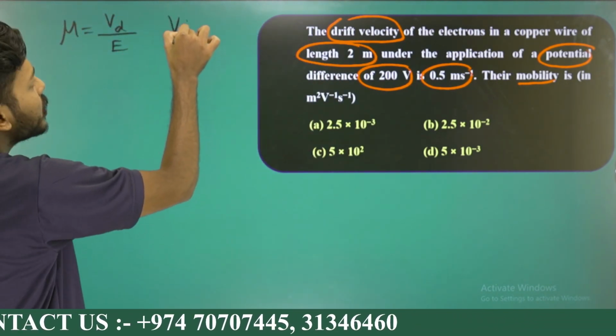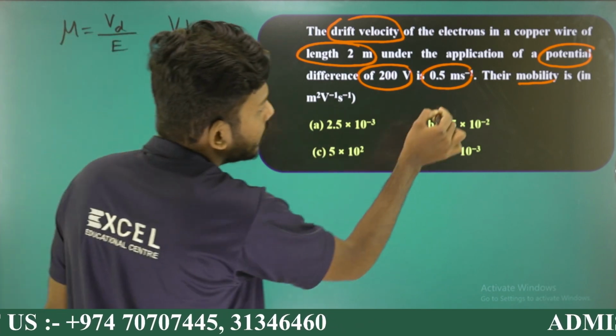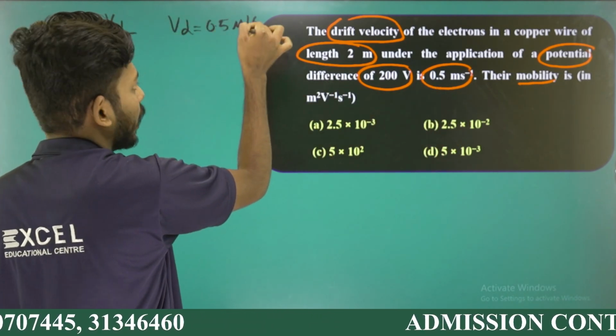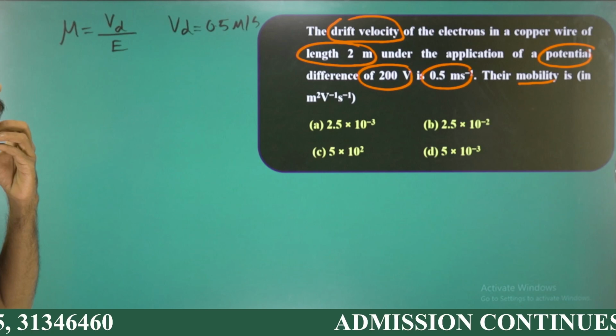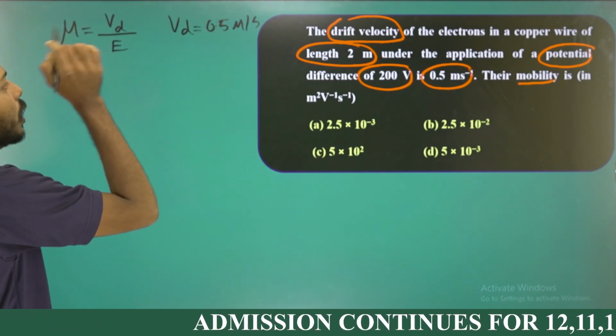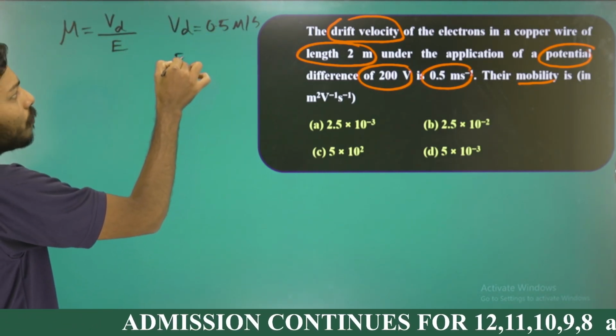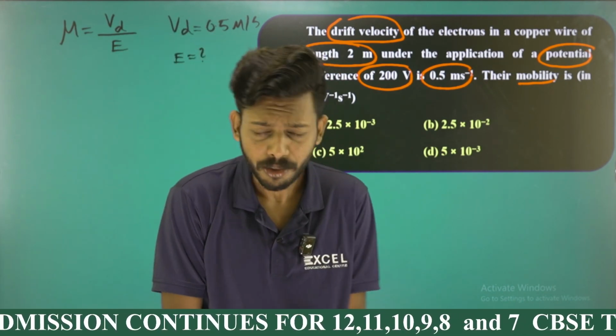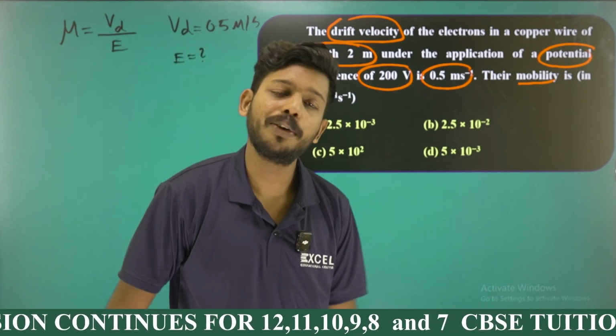The drift velocity is already given: it is 0.5 meter per second. Okay, so you have to know the drift velocity, and it is already given. Then you have to know the electric field. What is the value of electric field? We have absolutely no idea about the value of electric field.